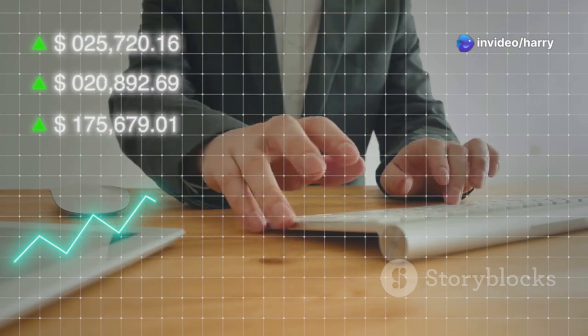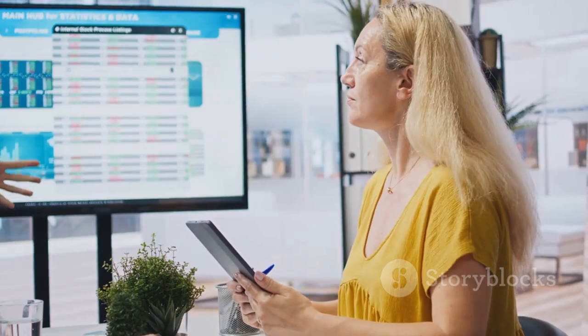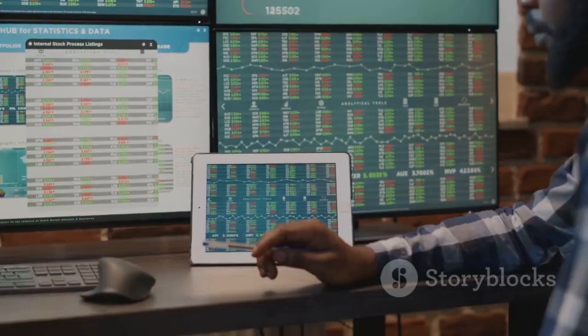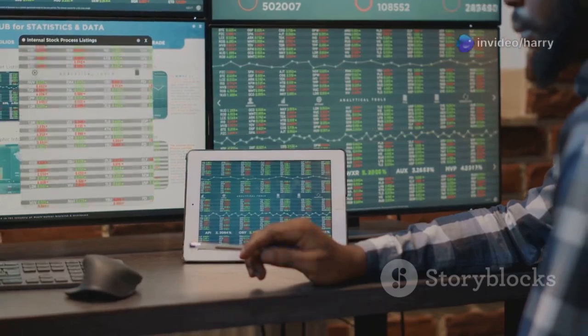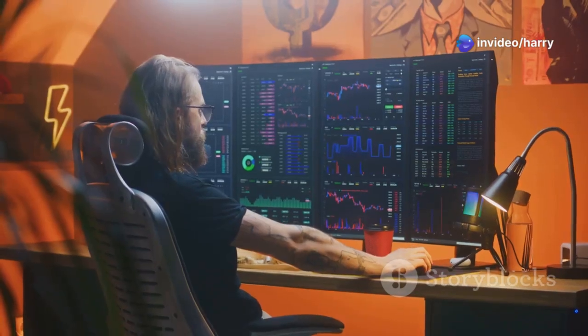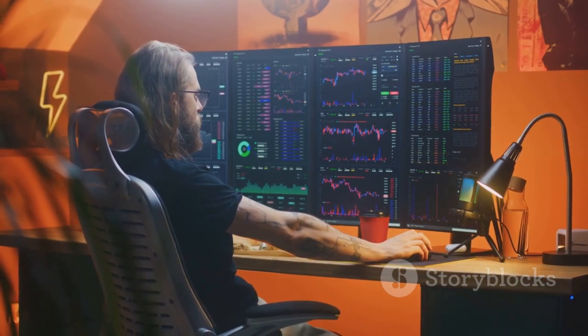Compare to industry averages. How does the company's ROA compare to its competitors? This can provide context for its performance. Consider the company's industry. Some industries naturally have higher or lower ROAs. Don't rely on ROA alone. Use ROA in conjunction with other financial ratios and metrics for a more comprehensive analysis.